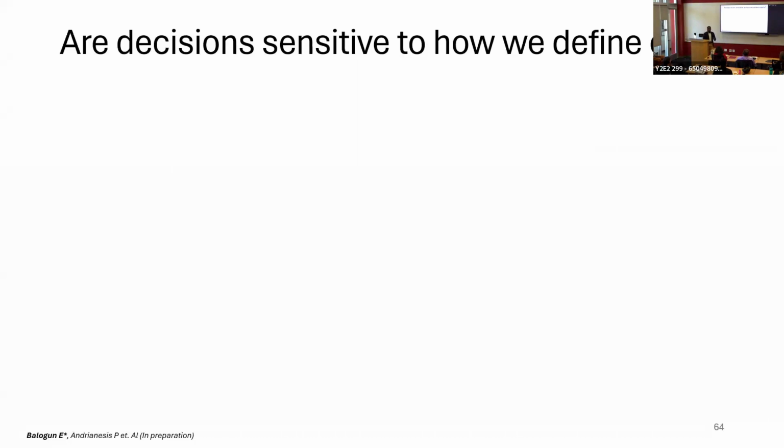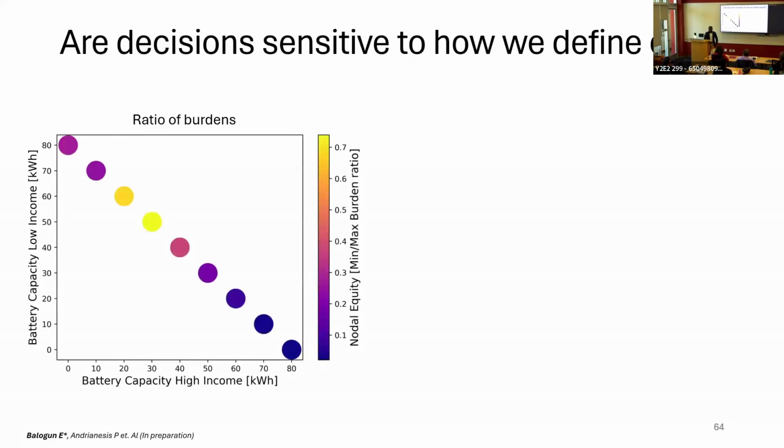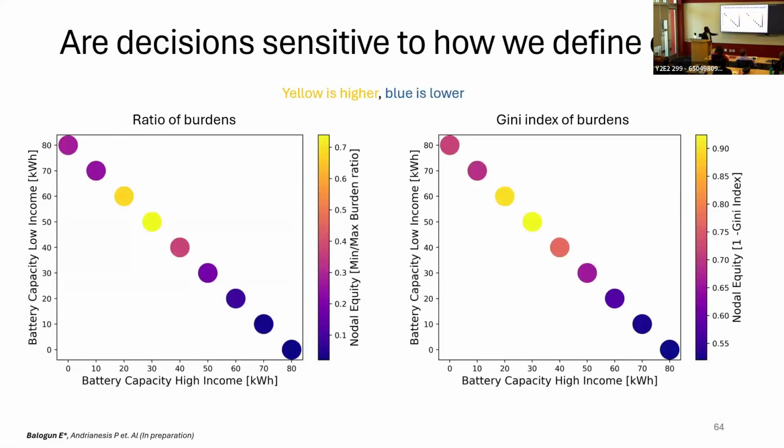So first, we wanted to look at whether the decisions we make are sensitive to how we define equity. So we show some results. One is called the ratio of burdens, which I described earlier, and one is the Gini index, so the 1 minus Gini index. On the primary axis, the y-axis, you have the battery capacity to the low income, versus the x-axis, which is the high income. As you move along the x-axis, you are increasing the battery capacity you give to the high income node, and you are reducing the battery capacity you give to the low income node. And then the colors: yellow is higher equity and blue is lower. So you can see how the decisions you're making change equity in terms of the system.